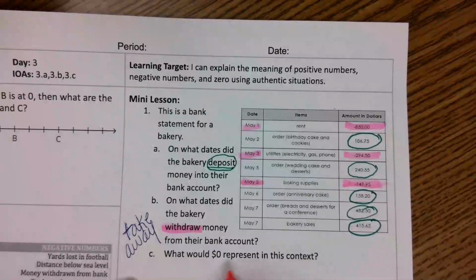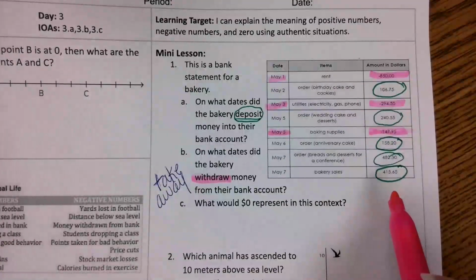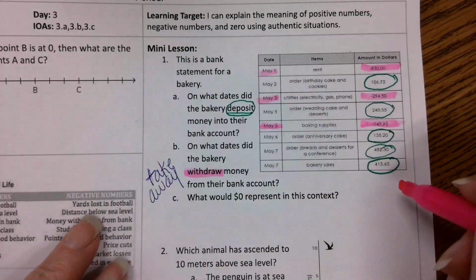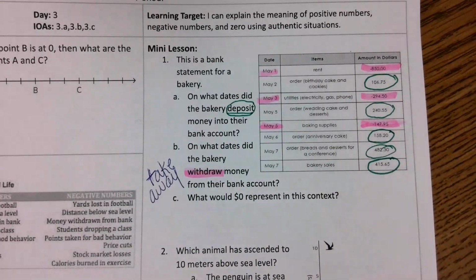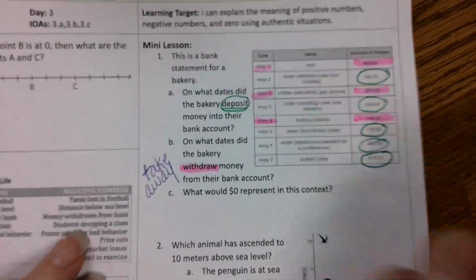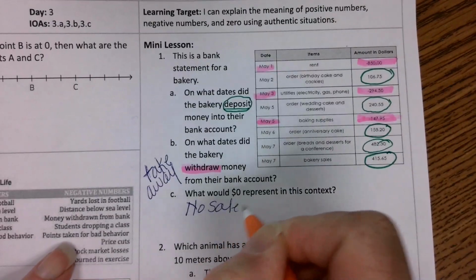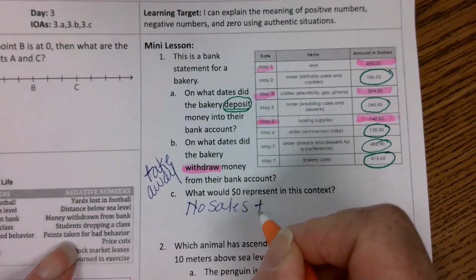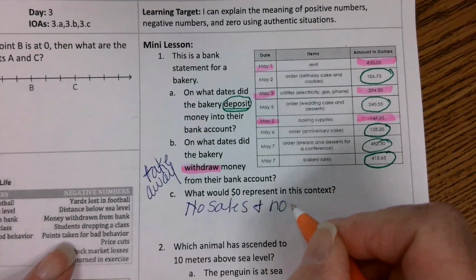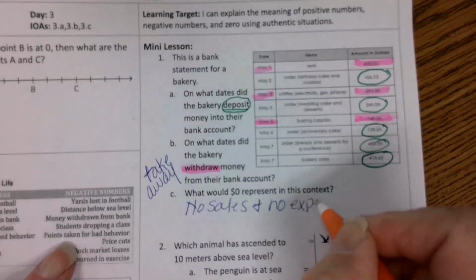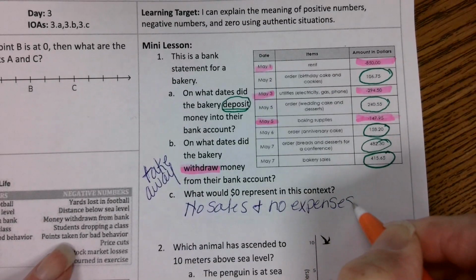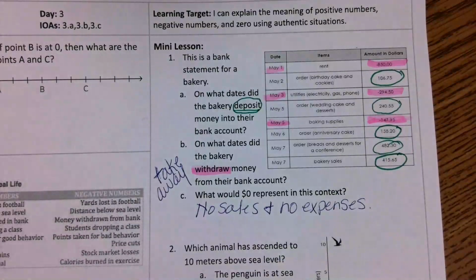What would $0 represent in this context? So $0 in this context, so if 0 was listed here, that would mean no sales and no costs for the day. It would mean no sales and no expenses, right? It would just mean it was just a kind of day.